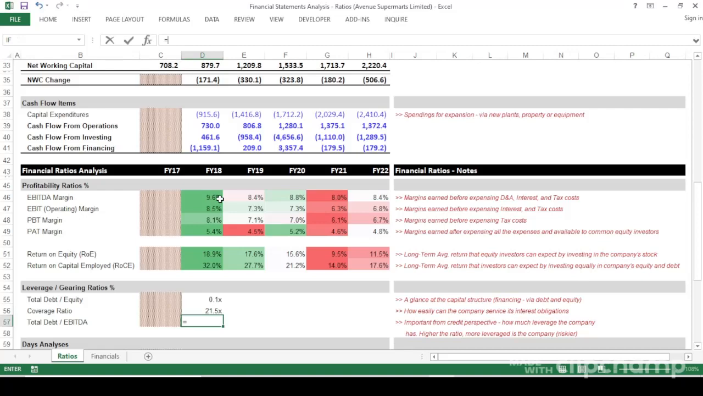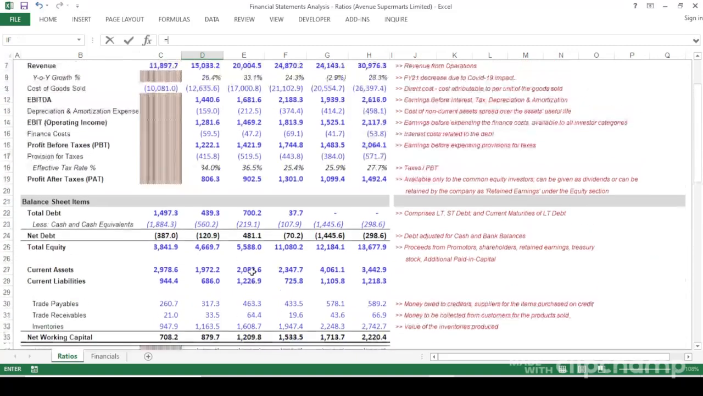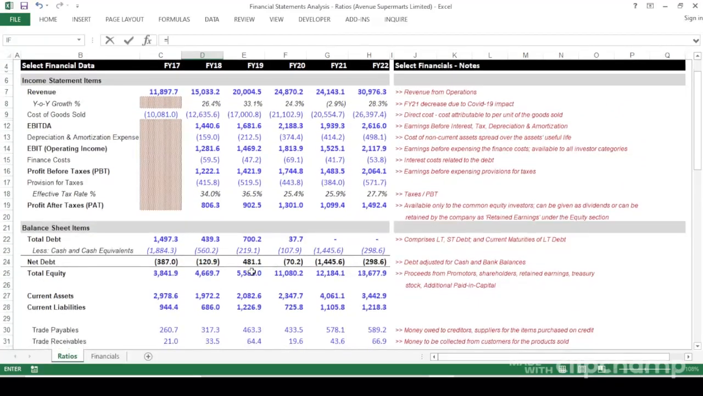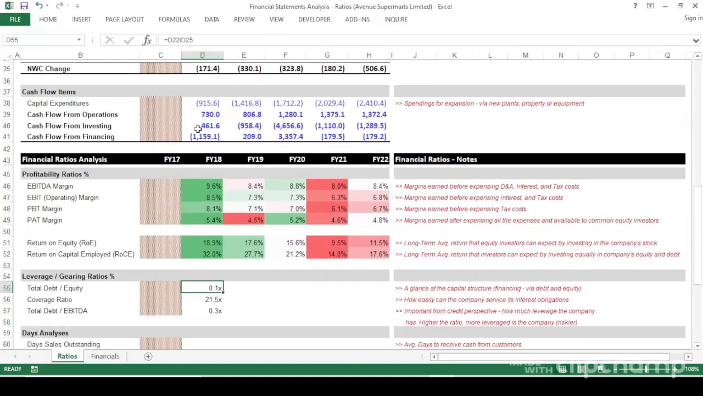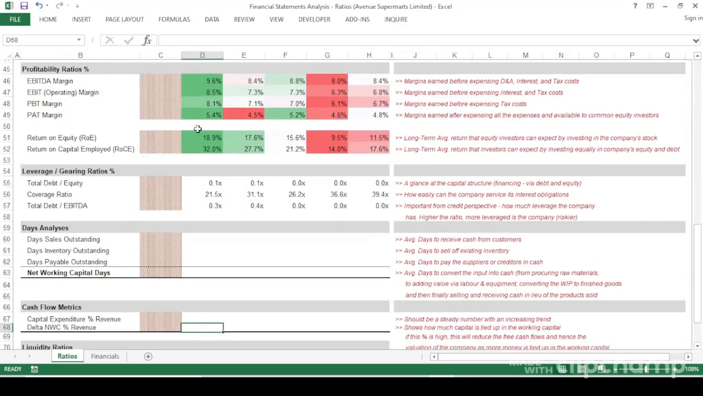Then I have the total debt to EBITDA. This is also one of the leverage ratios that we usually compute. So for total debt, I'll take this value and divide it by EBITDA. This means what percentage the debt is as compared to the EBITDA. So the lower the number, the lower the debt compared to the EBITDA, and it means that the company is in quite a comfortable position. Again, I will press Ctrl R and I will get all the values across these fiscals.